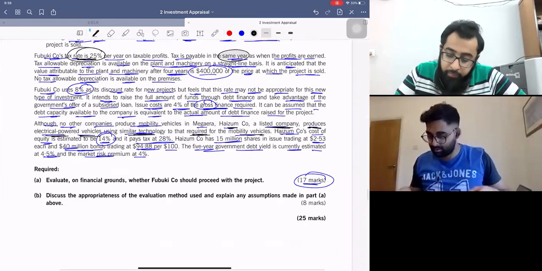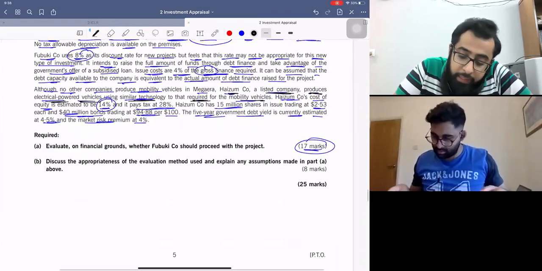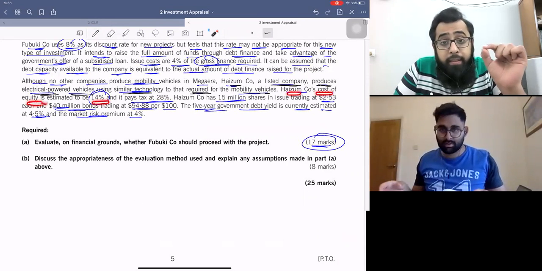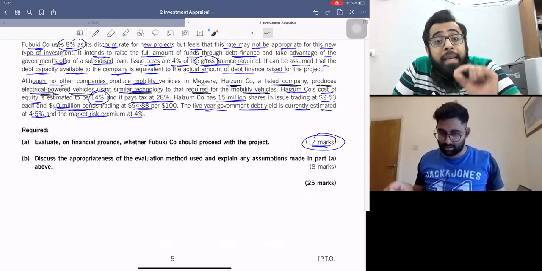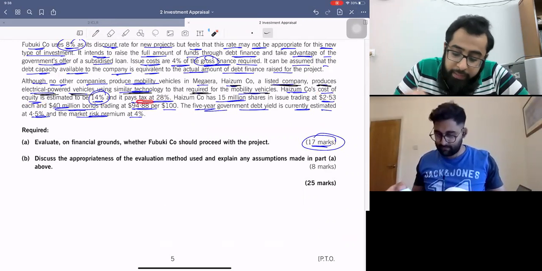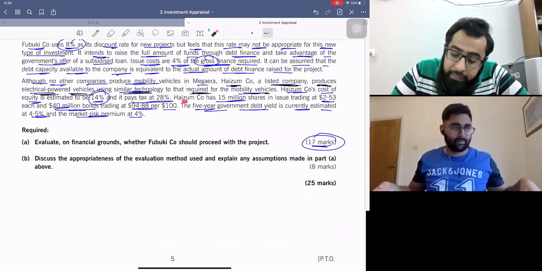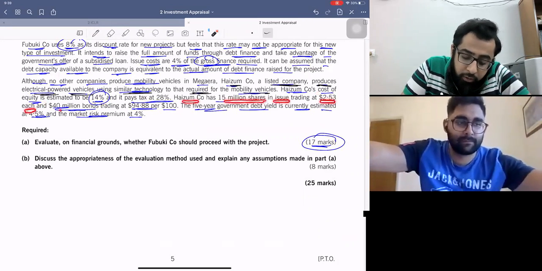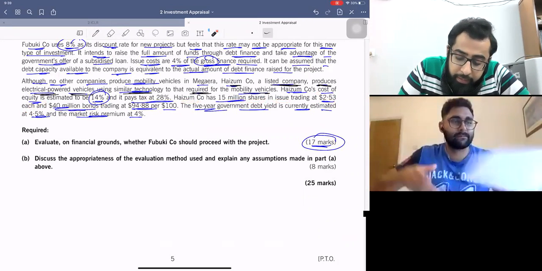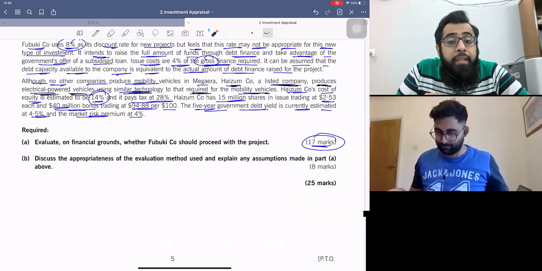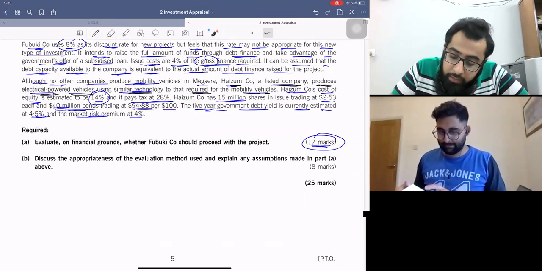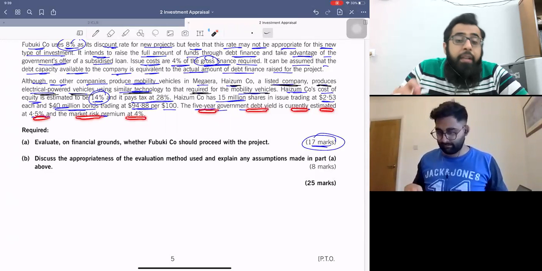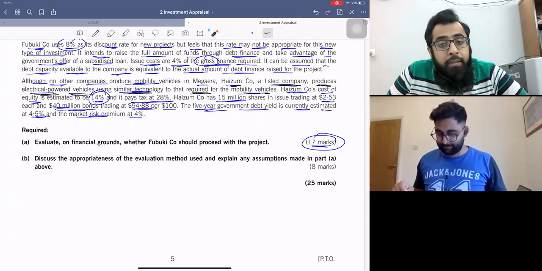Now listen to it very carefully. ICAEW company cost of equity is 14%. Its KE is 14%. It pays tax at 28%. ICAEW company has 15 million shares in issue trading at $2.53 each, and 40 million bonds trading at $94.88 per $100. The 5-year government debt yield is currently estimated at 4.5%, and market risk premium is 4%.